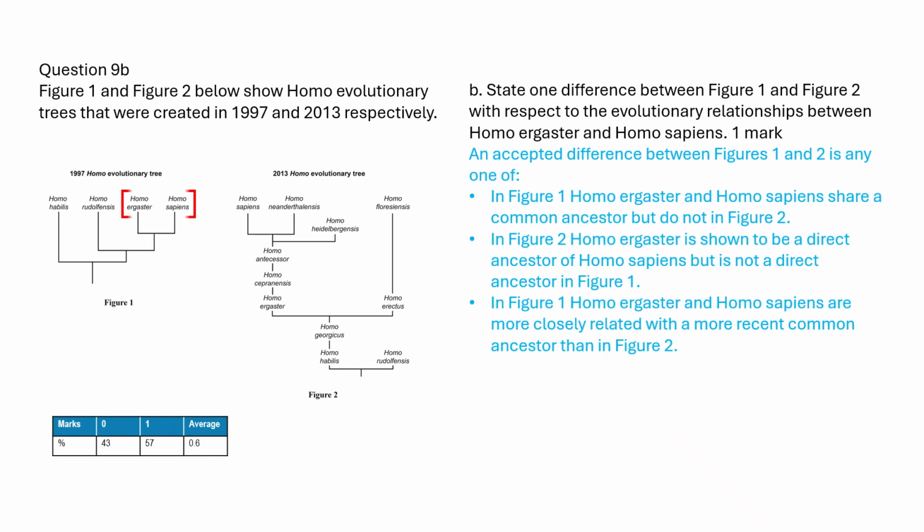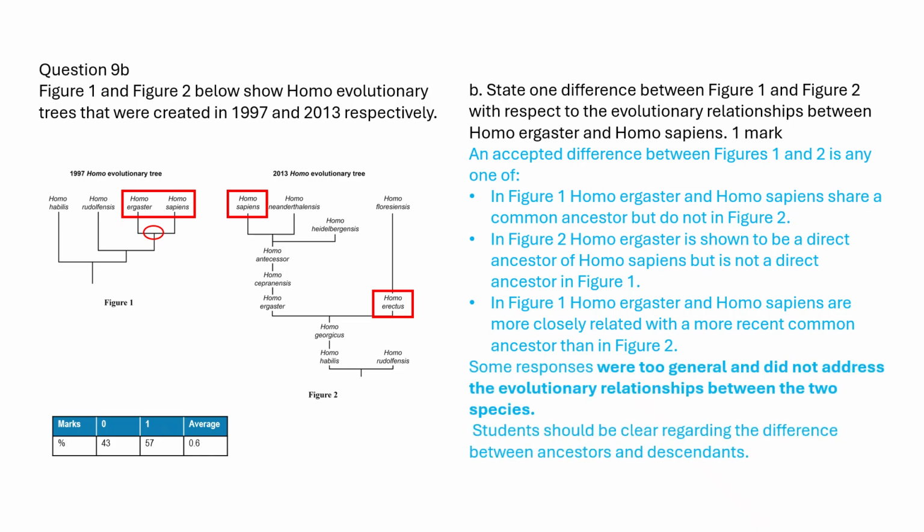Figure 1 depicts Homo ergaster and Homo sapiens as having diverged from a shared common ancestor, while Figure 2 illustrates Homo ergaster as a direct ancestor of Homo sapiens. This difference in representation implies a closer relationship and a more recent common ancestor in the model presented in Figure 2 compared to that in Figure 1. Such variations highlight the dynamic and evolving nature of our understanding of the evolutionary relationships between these hominin species.